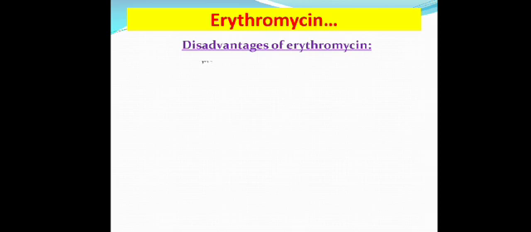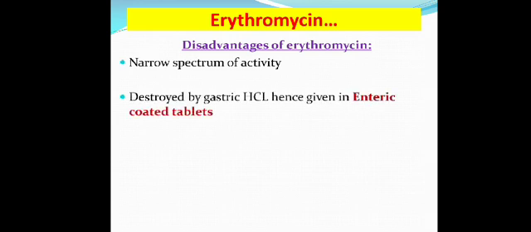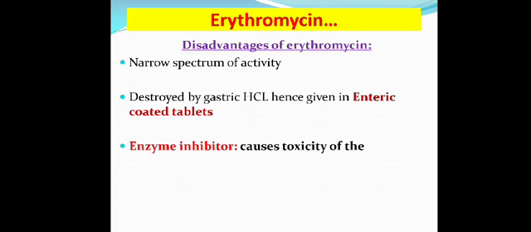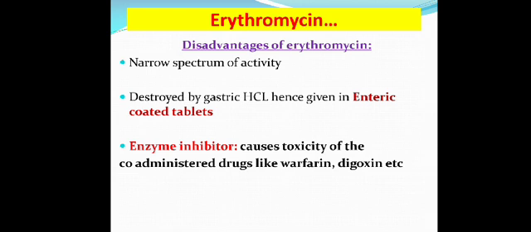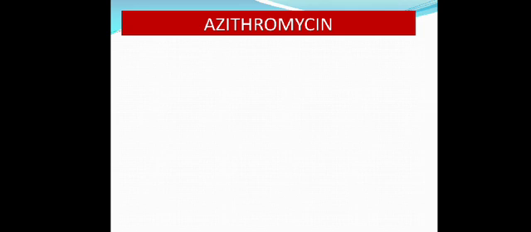Erythromycin has some disadvantages. It has a narrow spectrum of activity compared to other members of the same group. It is destroyed by gastric hydrochloric acid, hence given in enteric coated tablets. It is an enzyme inhibitor and causes toxicity of co-administered drugs like warfarin, digoxin, etc. So it causes prominent drug interactions, and it has more GIT side effects compared to other members of this group.